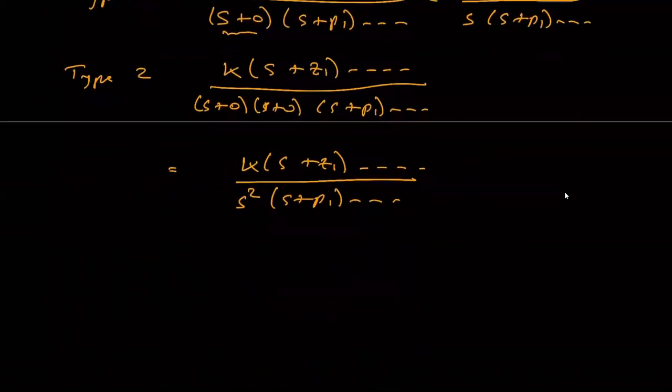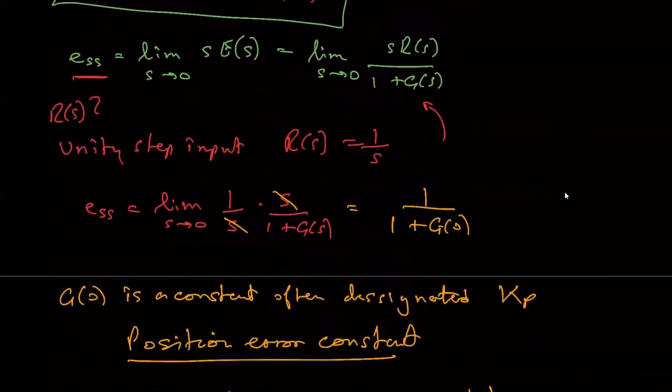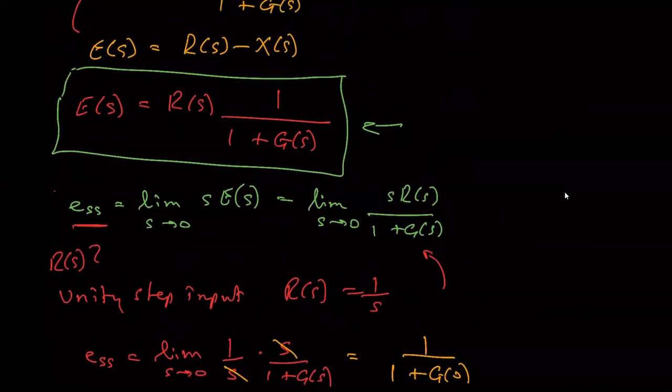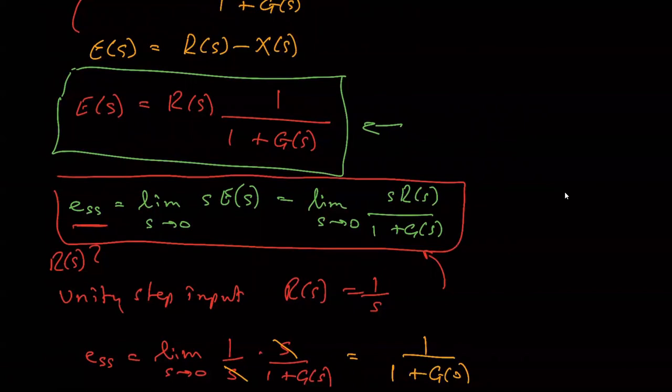So we have three types and three inputs, so we'll get a 3x3 grid. You can go through this analysis using this form here and apply the different inputs. The unit step is 1 over S, a ramp is 1 over S squared, and the parabolic is 1 over S cubed. Those are the three kinds of inputs.